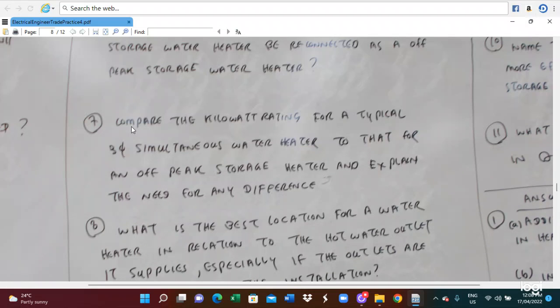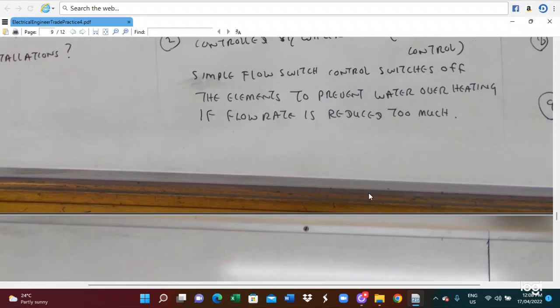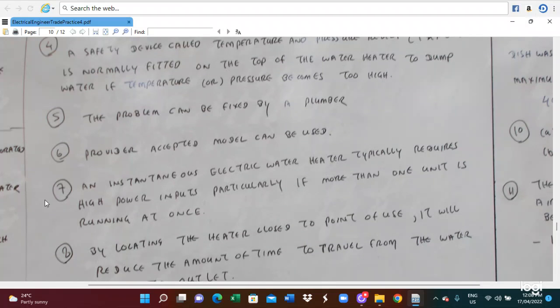And question 7: compare the kilowatt rating for a typical three-phase instantaneous water heater to that for an off-peak storage heater and explain the reason for the difference. The answer is an instantaneous electric water heater typically requires high power input, particularly if more than one unit is running at once.